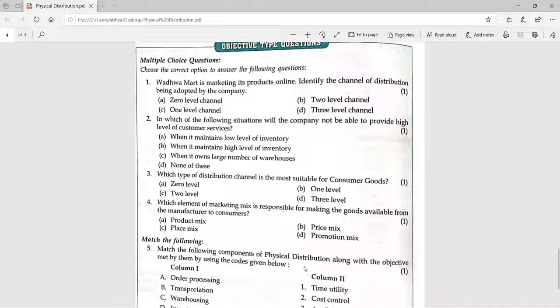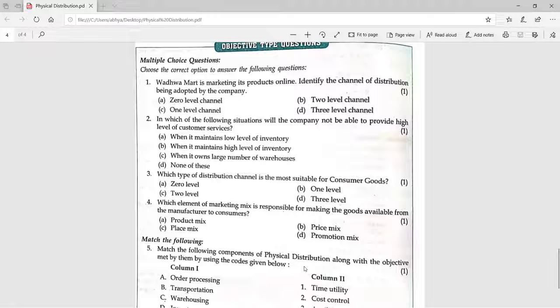Vadhva Mart is marketing its products online. Identify the channel of distribution being adopted by the company. Yes. Hello? Hello? Yes, beta, you are audible. Okay, ma'am. Yes, start. Students, start giving me answer. Vadhva Mart. Online. Products are sold online. Yes, Anshika, tell answer fast. Don't wait. Yes, ma'am. One second. Identify the channel of distribution.